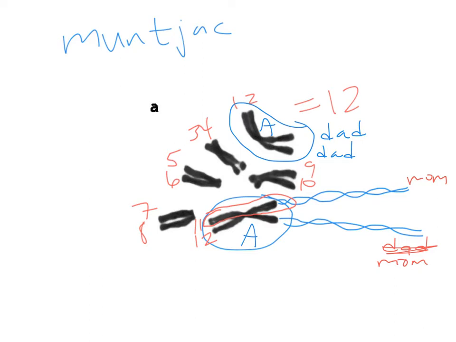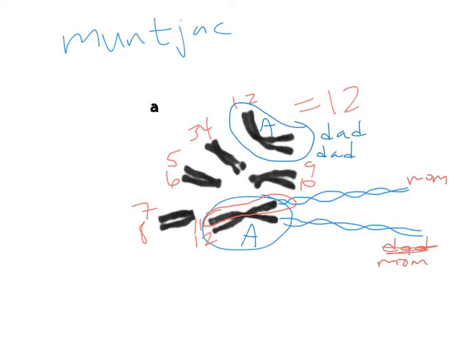This muntjac then has 4 double helices. At this point in time, in this picture, there are 4 double helices, 1, 2, 11, and 12, that are all the same chromosome. They're all chromosome A. So how many different chromosomes does a muntjac have?